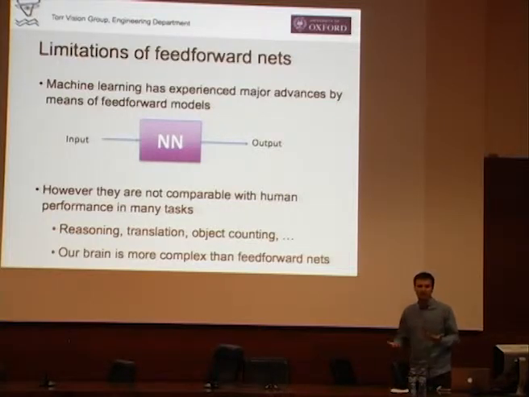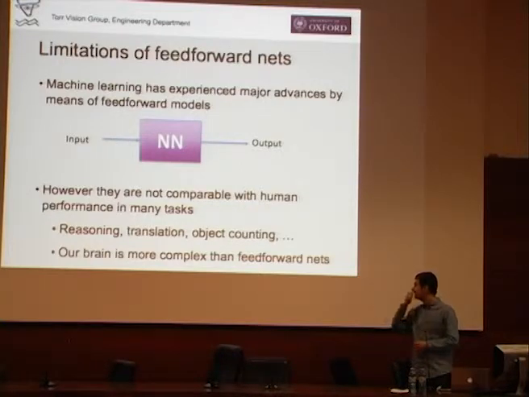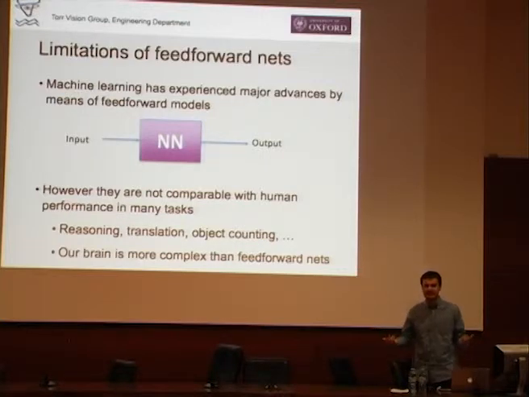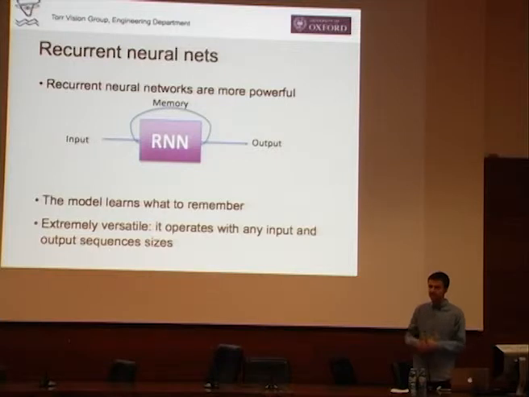But still, you cannot employ these networks for other tasks that are more complex, but that we as human beings can easily do. For example, reasoning, translating, object counting, and so on. And the point is, at the end, our brain is much more complex than just a feed-forward network. So in order to try to bridge the gap a bit, the next step, in some sense, is to work on recurrent neural nets.